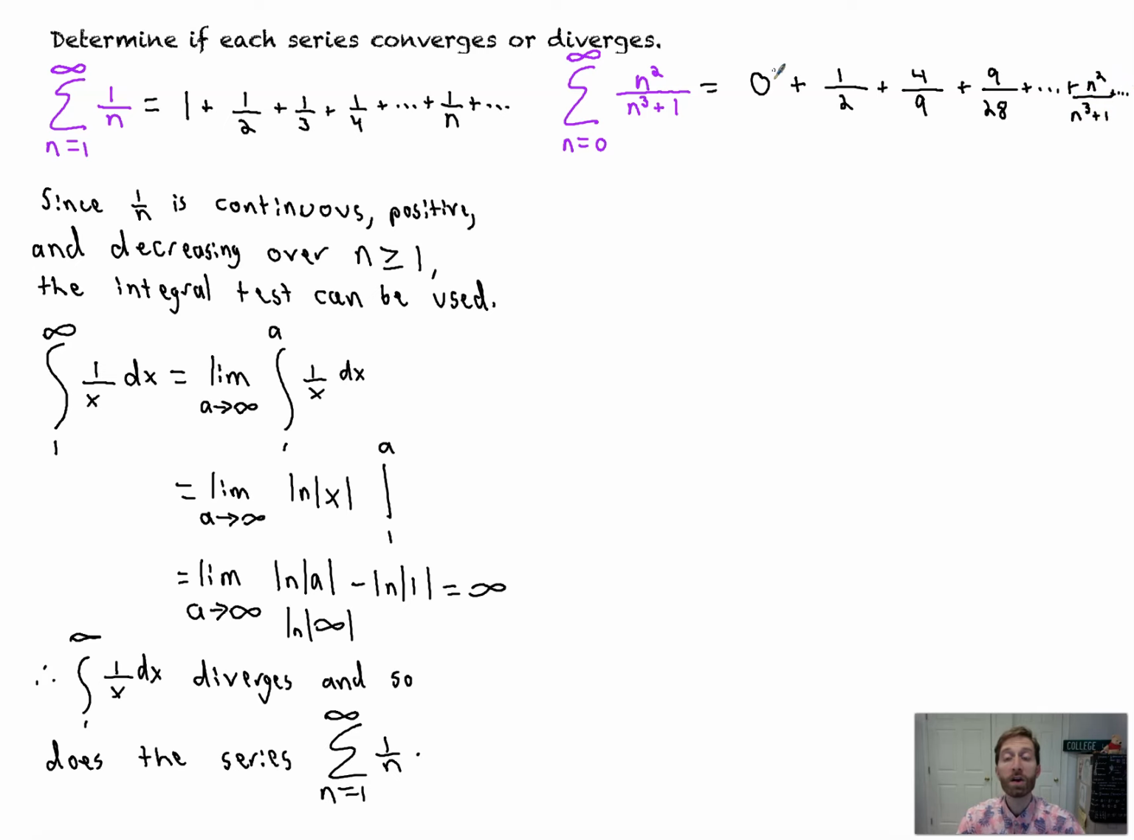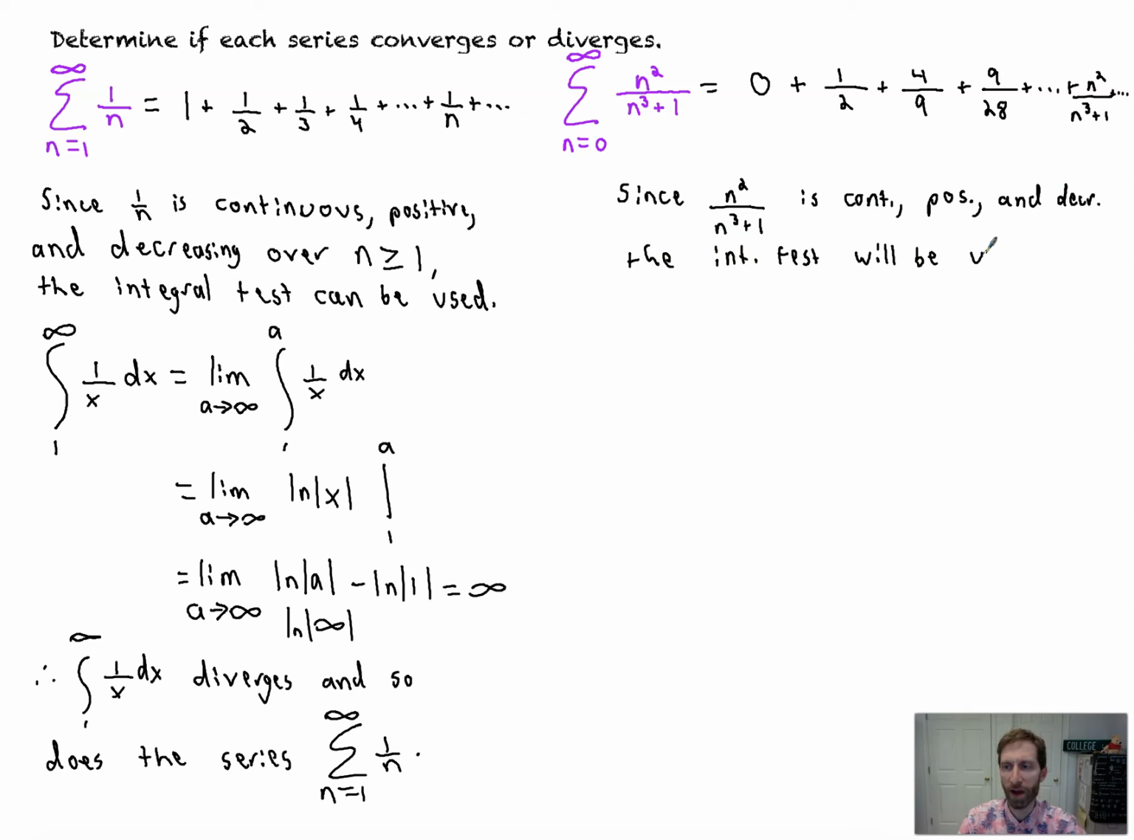Point being is, we've got continuous, positive, and decreasing over the interval. So I'm going to, again, start out with a very formal definition. Since n squared over n cubed plus 1 is, and I am going to abbreviate here, continuous, positive, and decreasing, the integral test, I'll say the int test, will be used. Change up the wording a little bit.